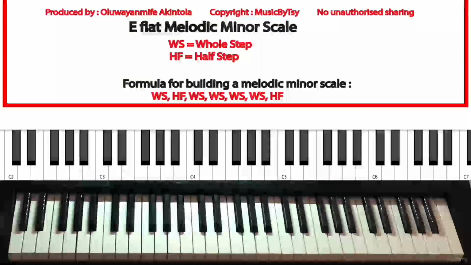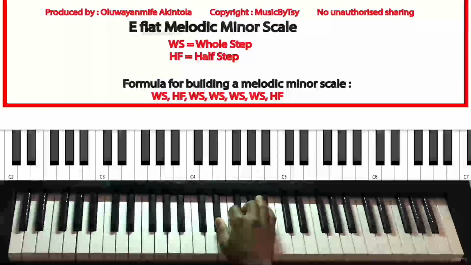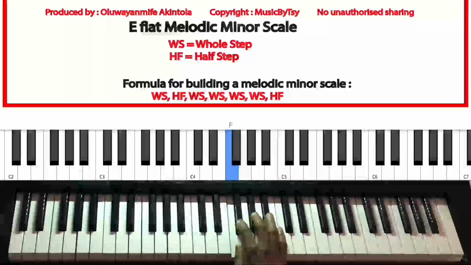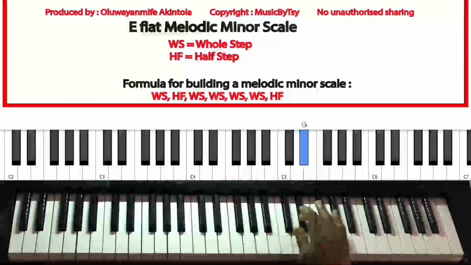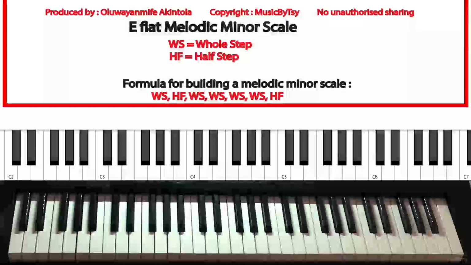So yeah, let's do that. See that? So that is the E flat melodic minor scale. So that is one method by which we can build the E flat melodic minor scale.